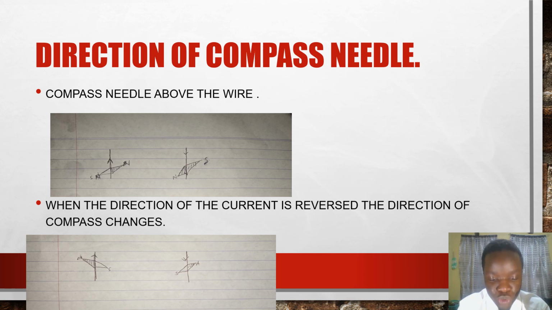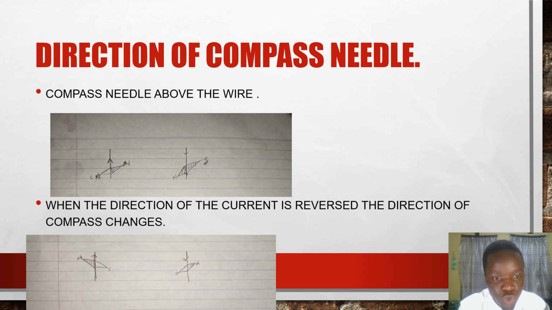The direction of the compass needle. We say the direction of the compass needle depends on two factors. The first one is the direction of the current, and the second is whether the compass needle is above or below the wire. To shorten things, we can say the orientation of the compass needle: whether it is above the conductor or below the conductor.